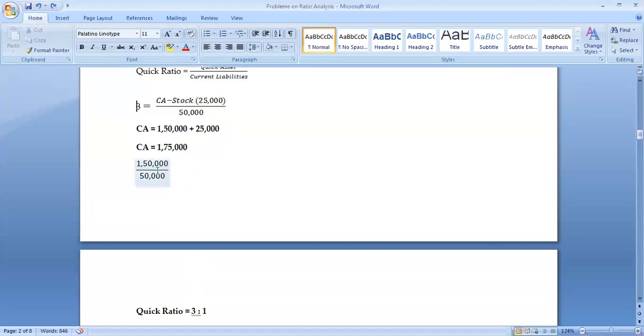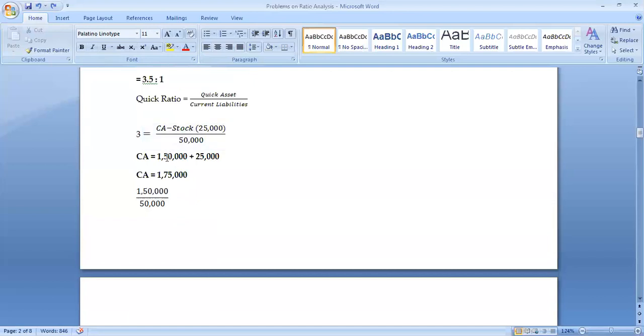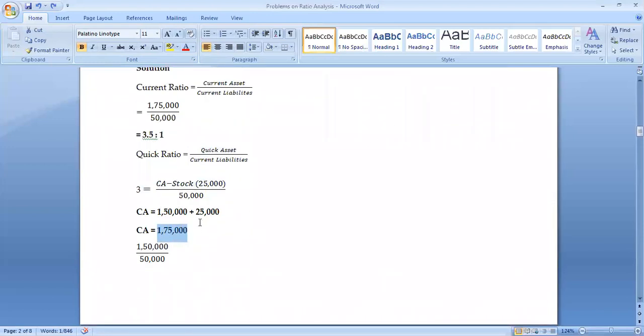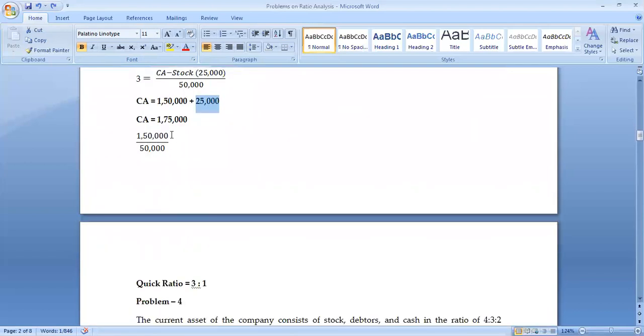So here you can identify 1,50,000 divided by 50,000. That is quick ratio. So you have found the current assets here. So what is the current assets? 1,75,000. Out of these current assets, there is also stock which is included. So what is the stock which is included? 25,000 worth of rupees is included here. So deducted, you will get 1,50,000 as a quick asset divided by the current liability, 50,000. So quick ratio you can identify here. Quick ratio is also 3:1.